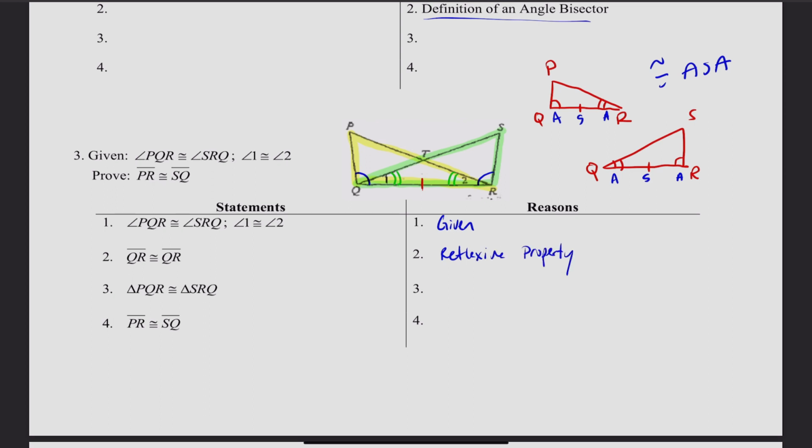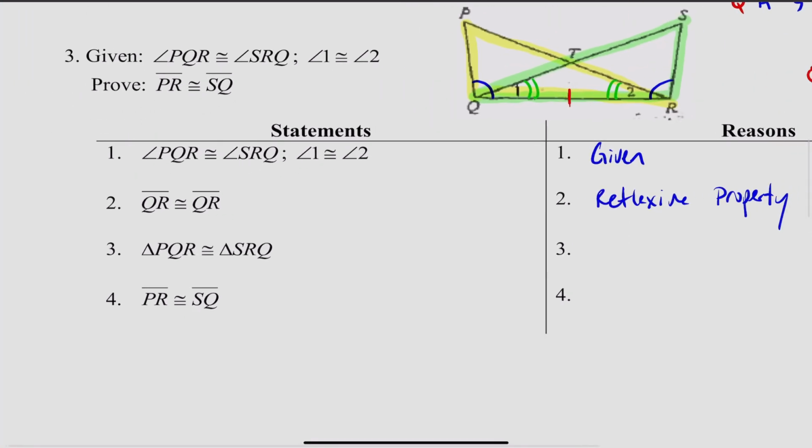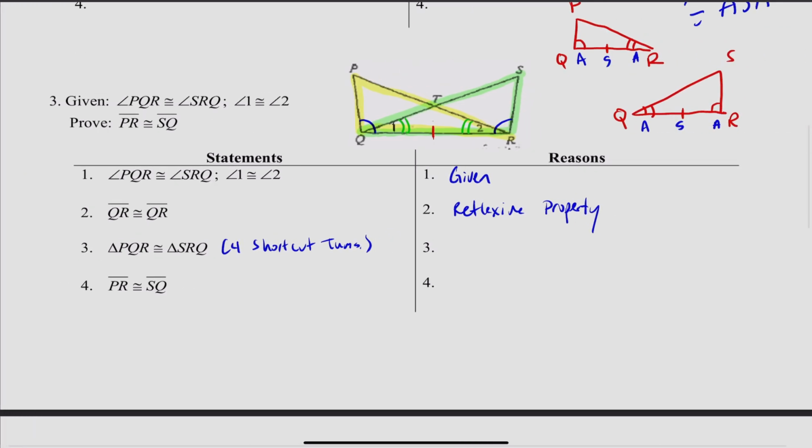And triangle PQR is congruent to triangle SRQ. Y'all, look at this. If you're proving the two triangles congruent, you're going to use one of the 4 shortcut theorems. And that means ASA, SSS, SAS, and AAS. Hopefully I have everything there. I can't remember what I just said. But we said that these two triangles are congruent by angle, side, angle, right?